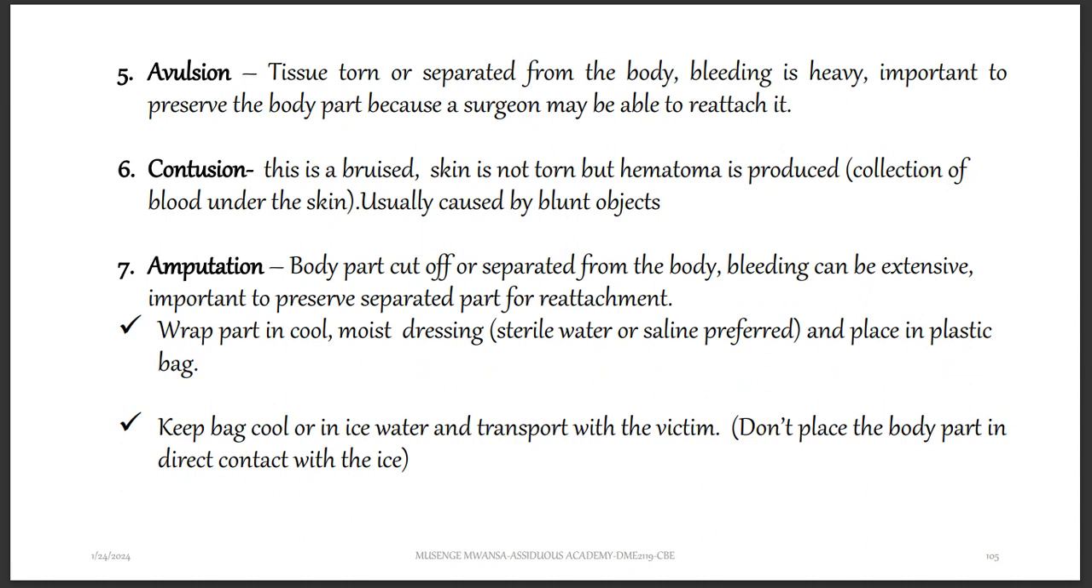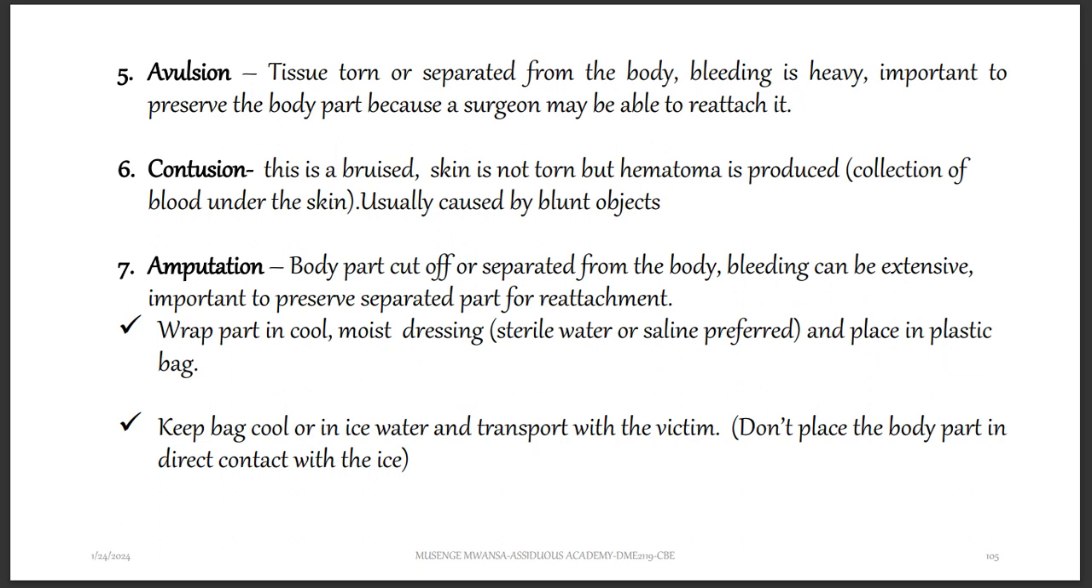There's also a contusion. This is just a bruised skin. The skin is not torn, but a hematoma is produced. So we're going to be seeing a collection of blood under the skin, and usually that is going to be caused by blunt objects. There's also amputation.